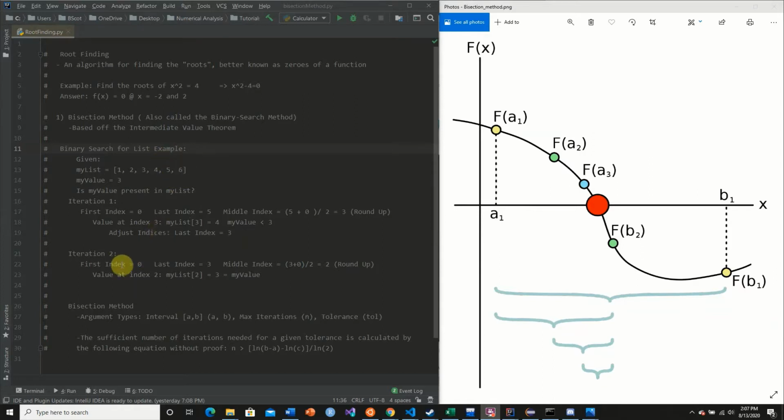Now we have the first index of 0 and the last index of 3. The middle index we calculate again as 3 plus 0 divided by 2. We get 1.5, and we round that up to 2. So now we have the value at index 2, and that value is actually equal to the value we're looking for. This procedure of subdividing our list by halves is known as a binary search. And that is exactly what we're going to perform here in the bisection method.